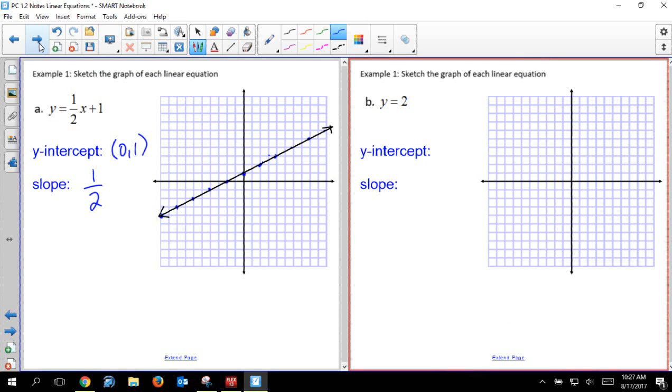Okay, the next one is y equals 2. That is in the form of y equals mx plus b, but the mx is missing. So the y-intercept for this one is (0, 2). That's our beginning point. Since the mx is missing, our slope is 0. That is the same thing as 0/1. That means we rise nothing, and then we run 1. So what kind of line does that make? Horizontal. Right, a horizontal line.